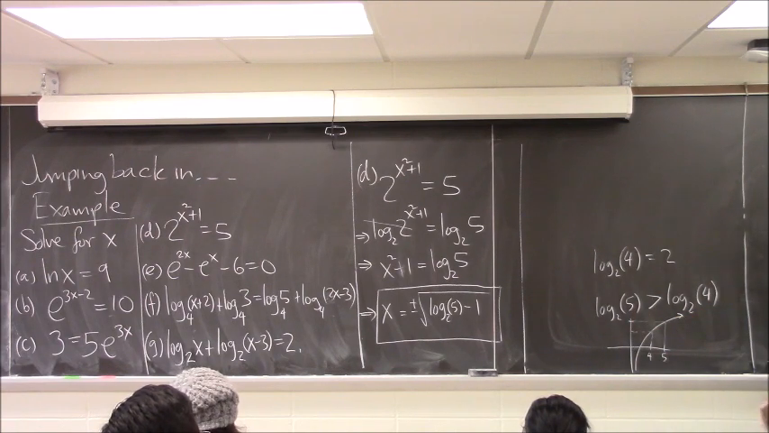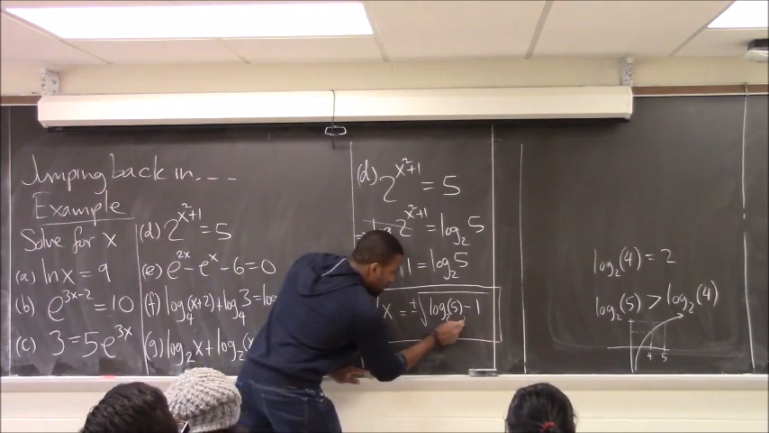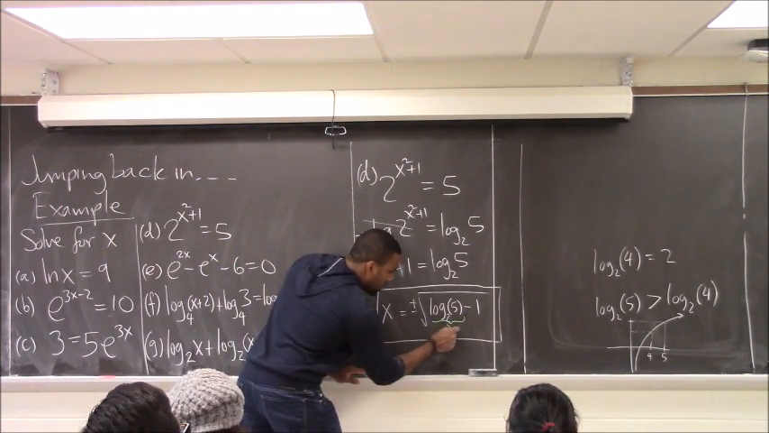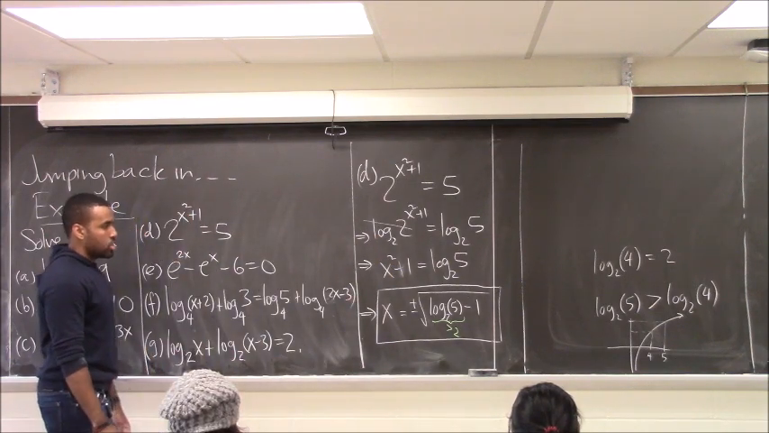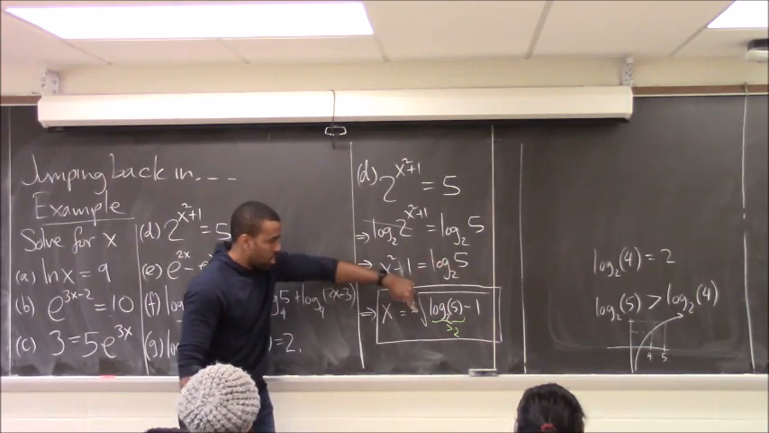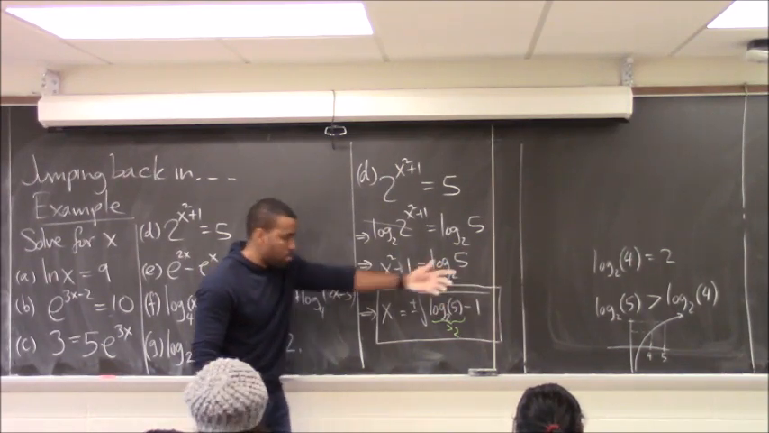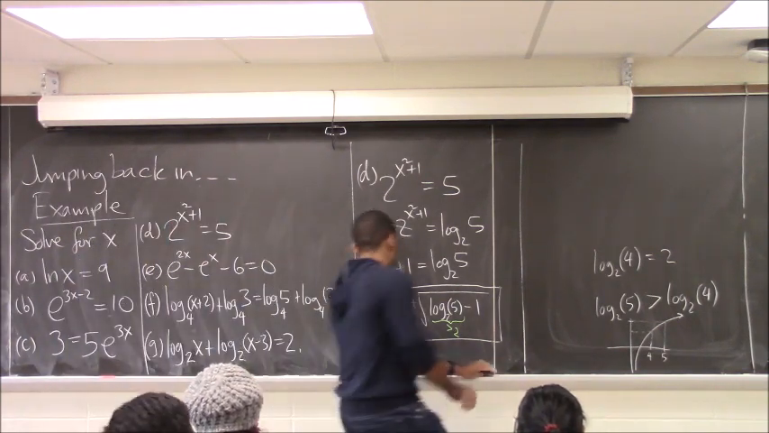So we know that this part here is actually greater than 2, because log to the base 2 of 4 is 2. And so this expression here is definitely going to be positive, because it will be bigger than 1. It will be bigger than 2 minus 1. So it actually makes sense.